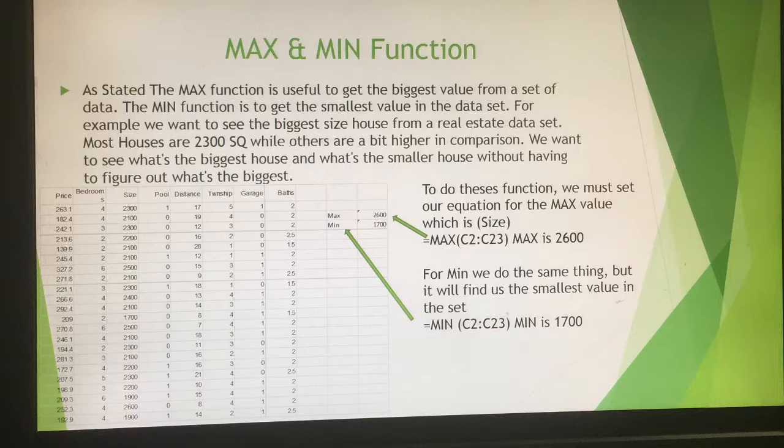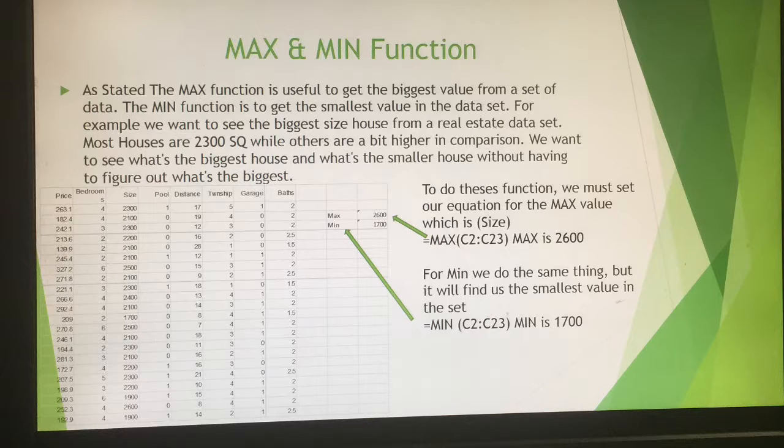To do these functions, we must set up the equation. For max, we put the equal sign, then open parentheses, and we take the cells from the size column, starting at C2, where the size 2300 is, because that's where the size starts, and ending at C23. We put the colon so Excel knows which column and row we're stopping at. In this case, we're stopping at C23. We put our closing parenthesis on the outside, and when you hit enter, it gives you the max of 2600. So the biggest number out of the sizes is 2600.